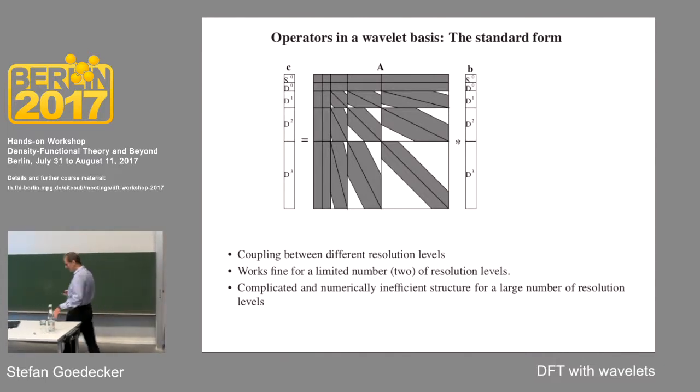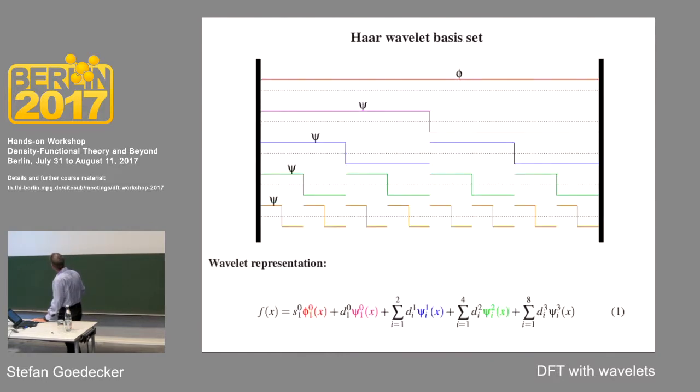And how do you get this structure? You see here, in this vector, you have the expansion coefficients. You have the expansion coefficient of the single scaling function, then the expansion coefficient of the first wavelet, then the second 2 wavelets, the next 4 wavelets, and finally the 8 wavelets again. It's the highest resolution level. It corresponds exactly to what I have shown here.